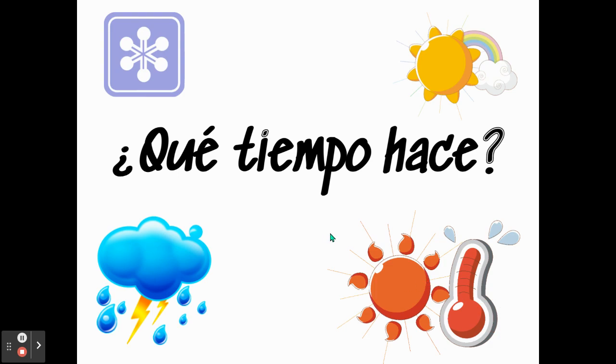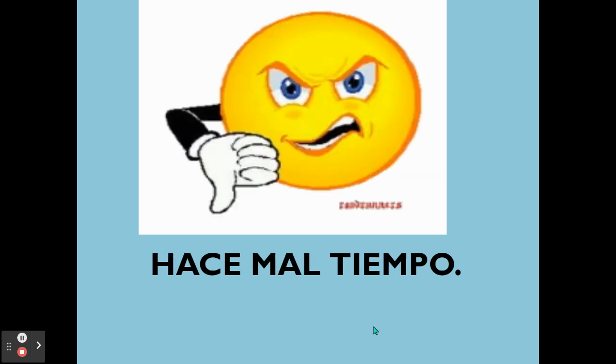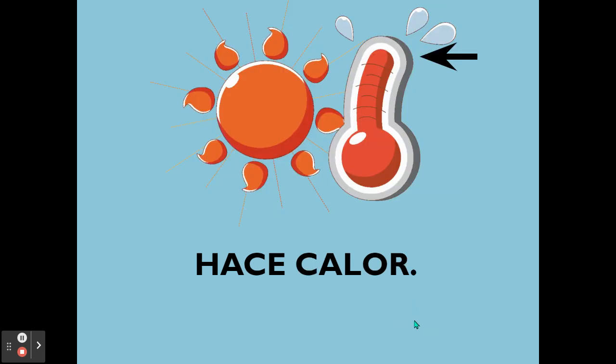Okay, so now we have the last part of this unit, which is weather. ¿Qué tiempo hace? What's the weather doing? So again, we have a review here. Hace buen tiempo. It's very nice weather. It's good weather. Hace mal tiempo. It's bad weather. Hace calor. It's hot out. Burn calories, right? When it's hot, you burn calories.